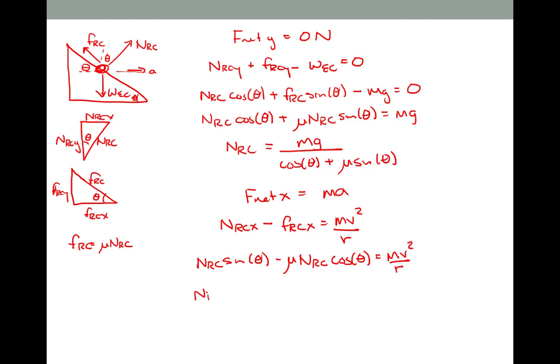So n_RC equals mv squared over r times 1 over sine theta minus mu cosine theta, and all of that is in that denominator. And now I can plug in my value for n_RC from above.